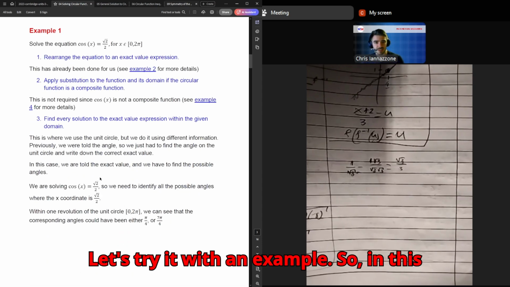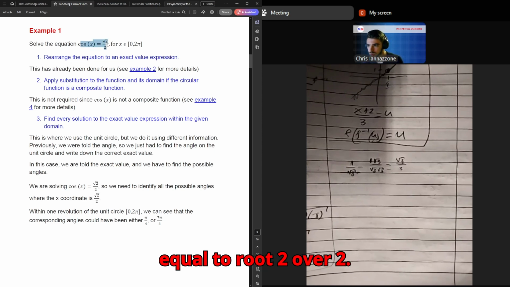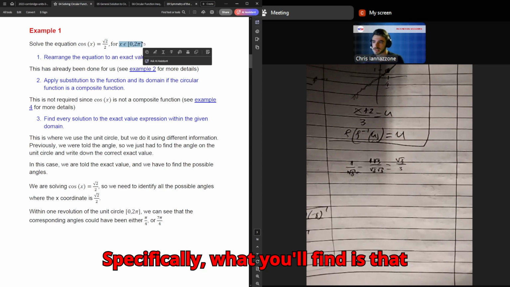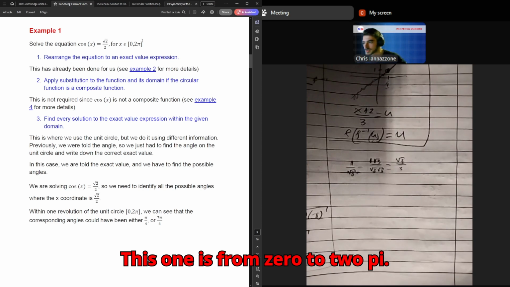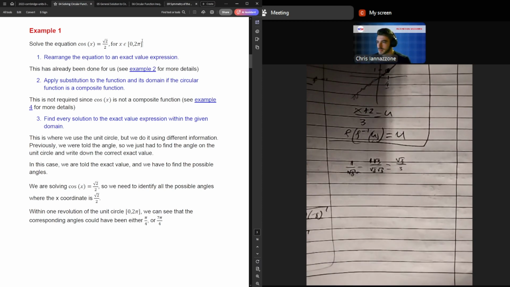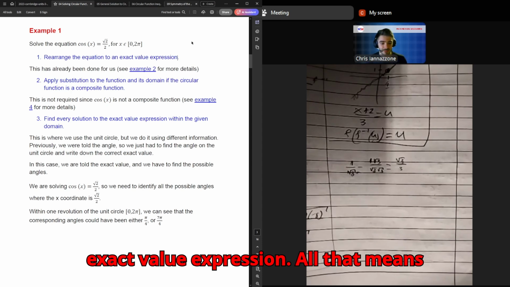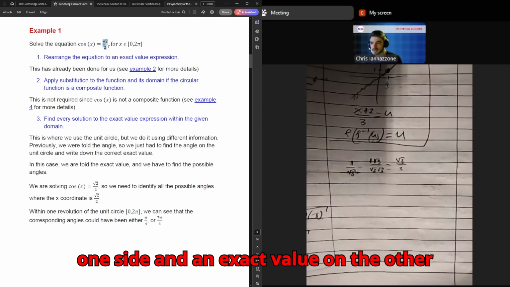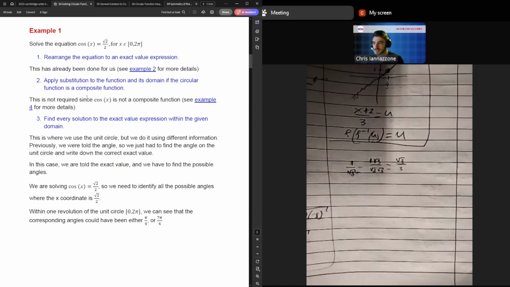Let's try it with an example. In this case, we're solving for where cos is equal to root 2 over 2. Specifically, what you'll find is that these questions come with a given domain. This one is from 0 to 2 pi. The first thing you want to do in these questions is make sure that you have an exact value expression. All that means is that you have a circular function on one side and an exact value on the other side. We already have that.